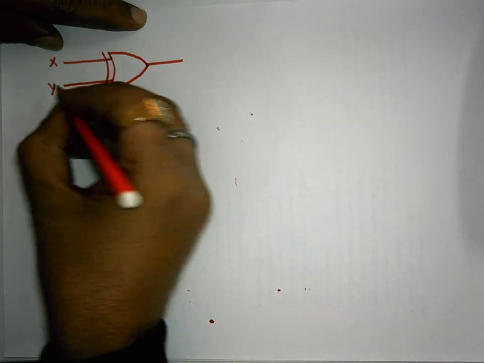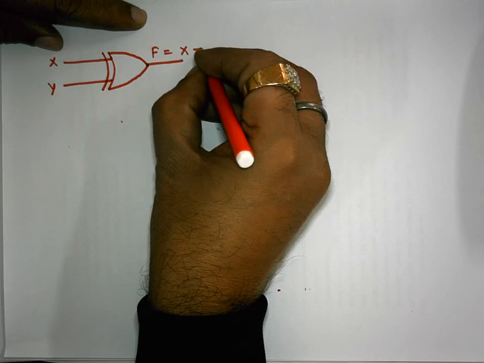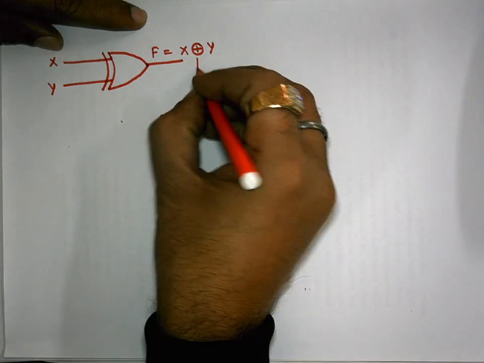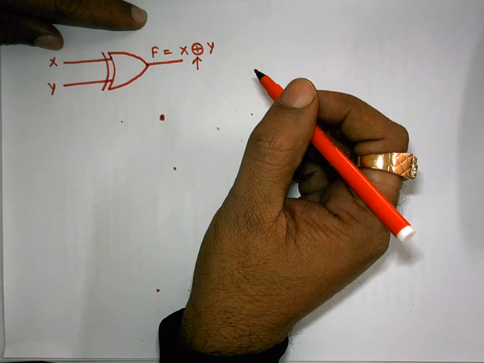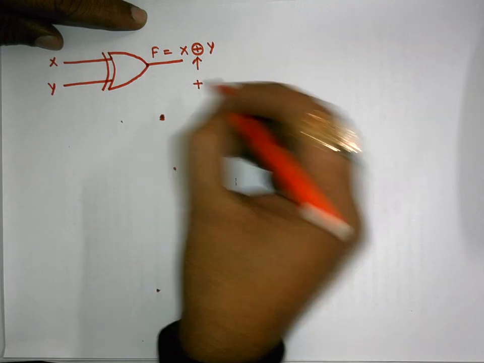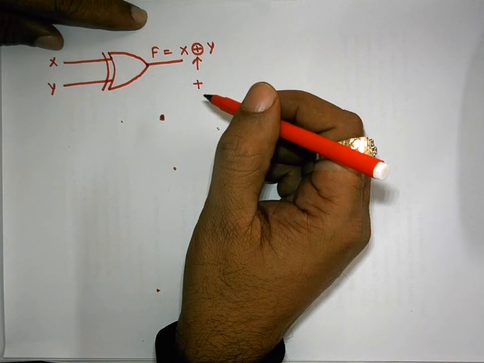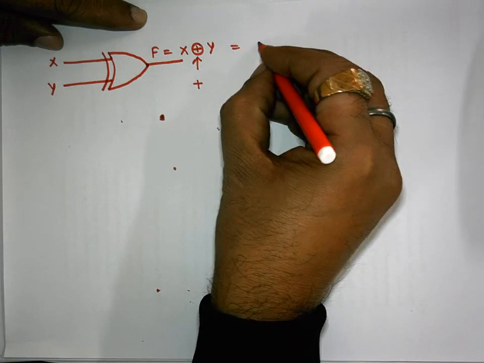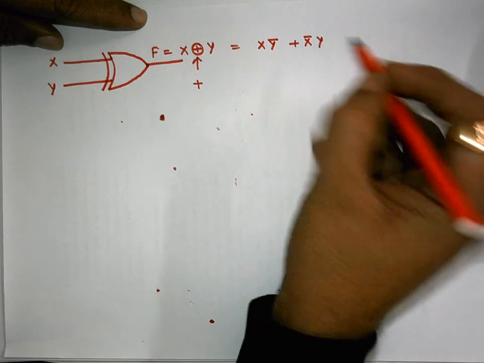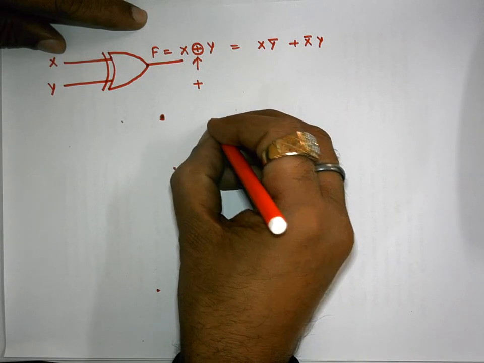Suppose inputs are X and Y, so it is written as F equals X exclusive OR with Y, and this exclusive OR operator is shown by an encircled plus. In the OR operation it was shown as a simple open plus, and here it is shown as an encircled plus. So the expanded form is X Y bar plus X bar Y.